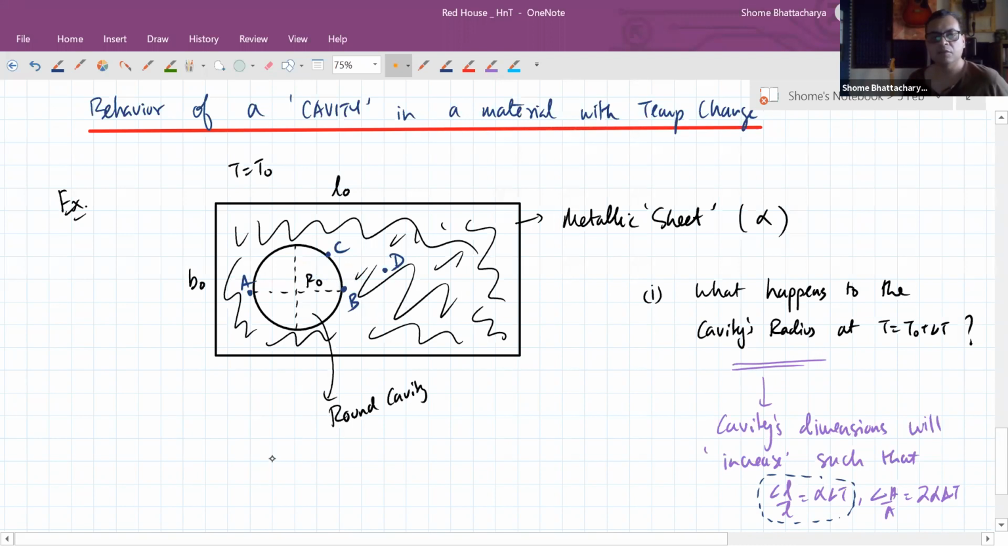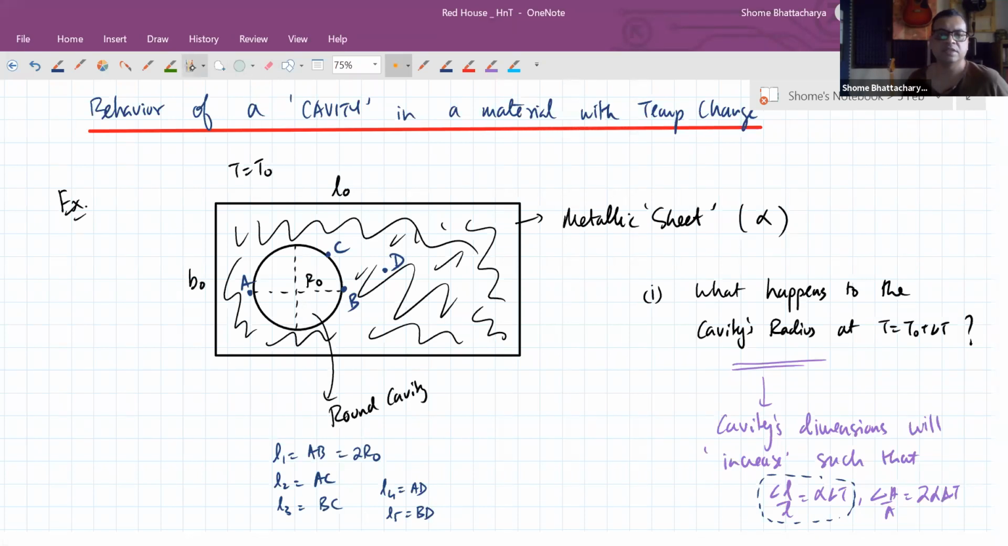Okay, so let us say L1 is the distance AB, which in this case is 2R0. And similarly, L2 is the distance, let's say AC. L3 is the distance BC. And L4 is the distance AD. And L5 is the distance BD. So all of these will increase when the temperature increases. And let's understand visually how that happens.